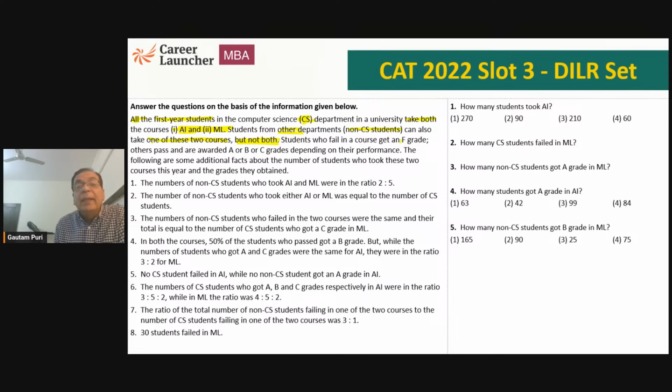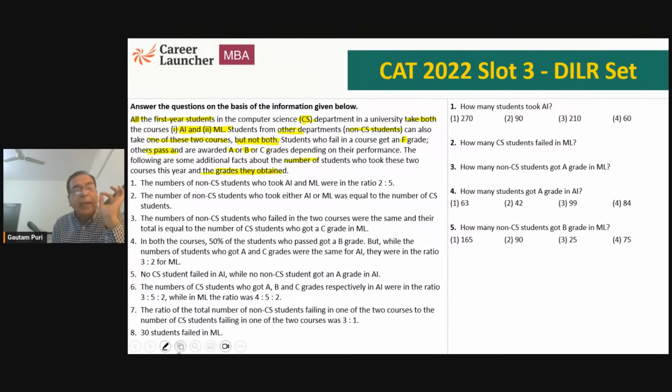Students who fail in a course get F grade. Others pass and are given A, B, or C grade. So the passing grades are A, B, C, and F is the failing grade, depending on their performance. The following are the additional facts given about the number of students who took these two courses this year and the grades they obtained.